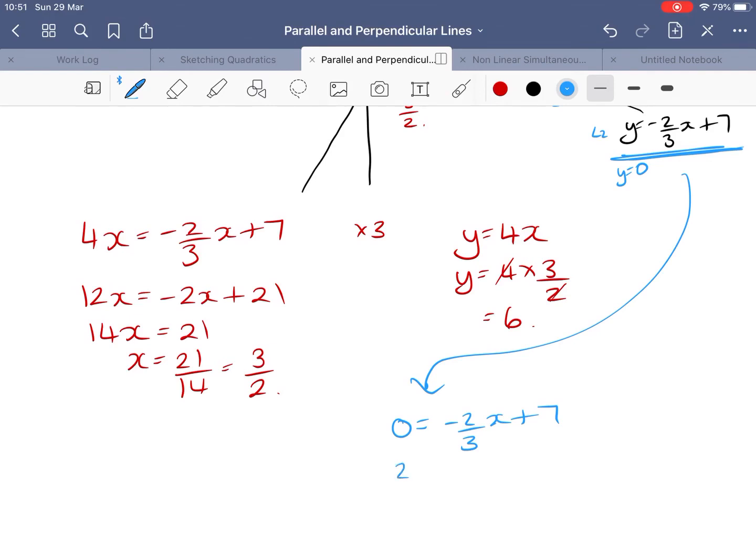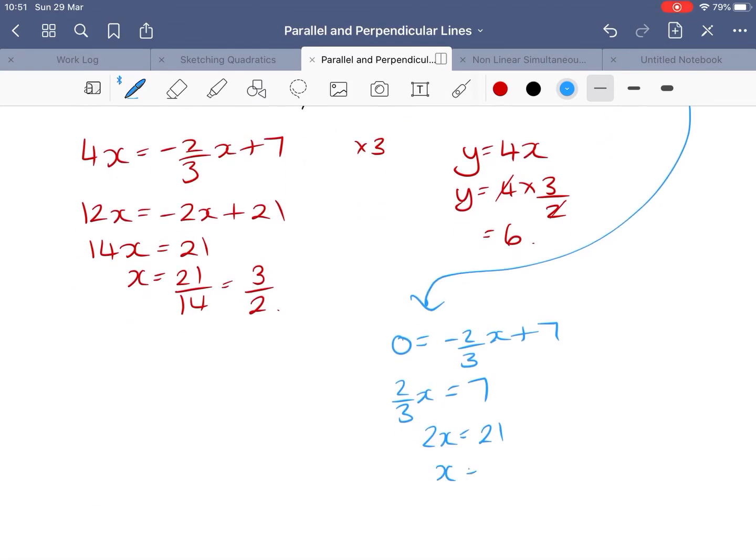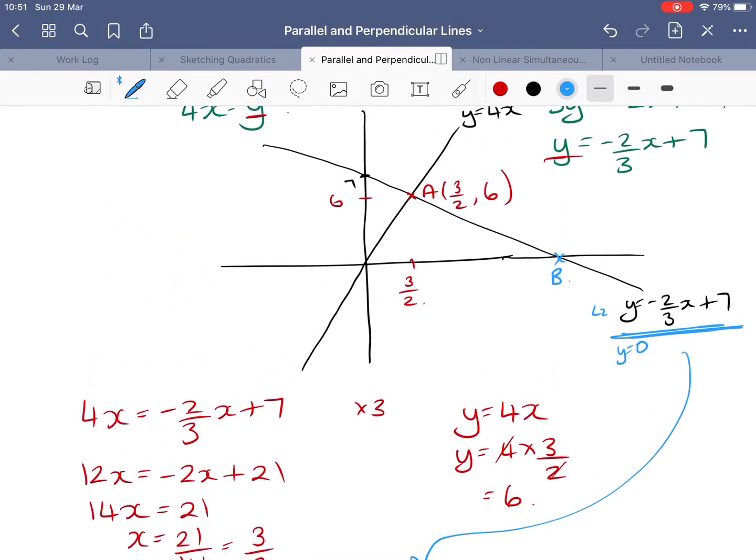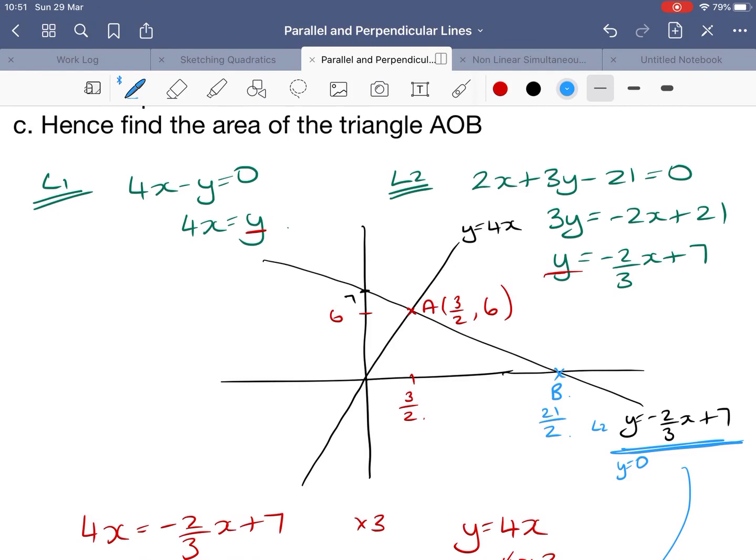I'm going to add the 2/3 x to both sides, so I get 2/3 x equals 7 multiplied by 3. I get 2x equals 21, so my x must be 21 over 2. So the coordinates of B must be 21 over 2, 0. Okay, so that's 21 over 2. Right, and then the final part. Hence, find the area of AOB.